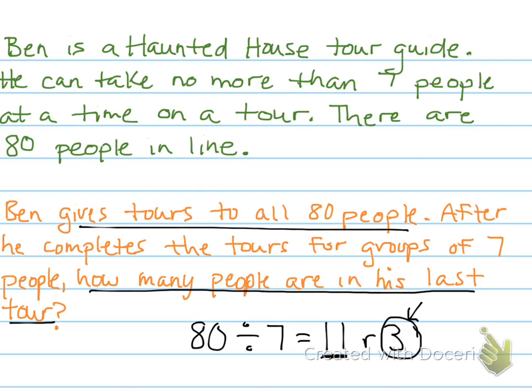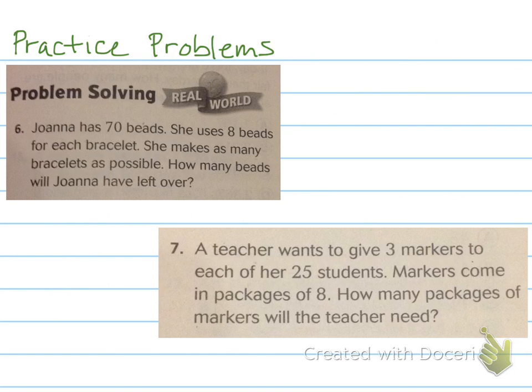Okay, here are your practice problems. There's only 2 of them. Joanna has 70 beads. She uses 8 beads for each bracelet. She makes as many bracelets as possible. How many beads will Joanna have left over? Okay, that should be a big hint how to use that remainder.